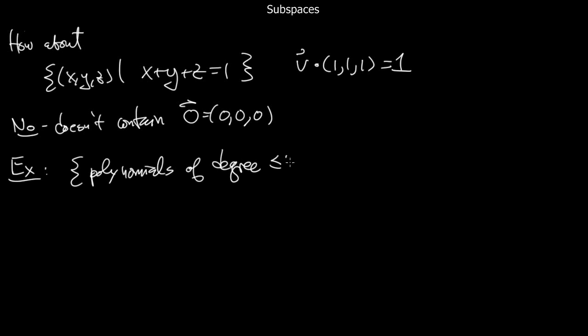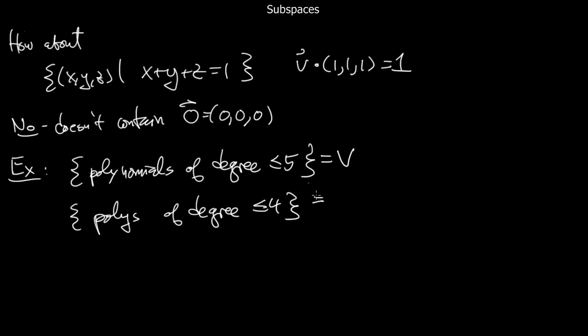Take the polynomials of degree less than or equal to 5. Let's take this to be our space V. And for W, let's take the polynomials of degree less than or equal to 4. Is that a subspace? Well, let's see. If you add two polynomials of degree less than or equal to 4, it's still degree less than or equal to 4. This is clearly a subspace.